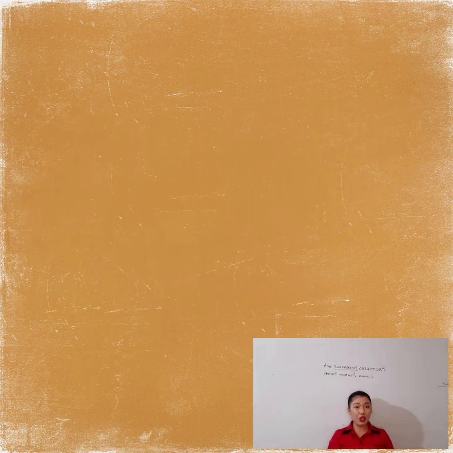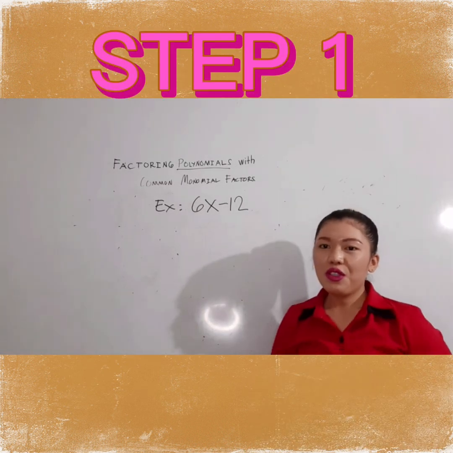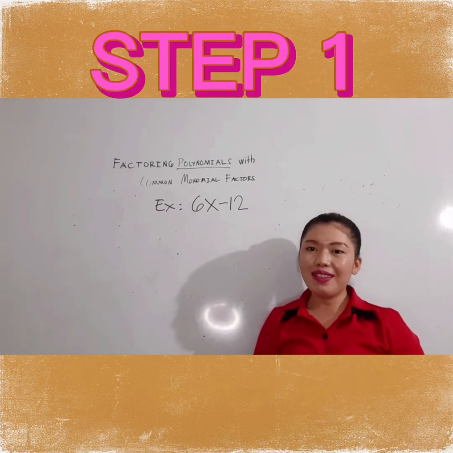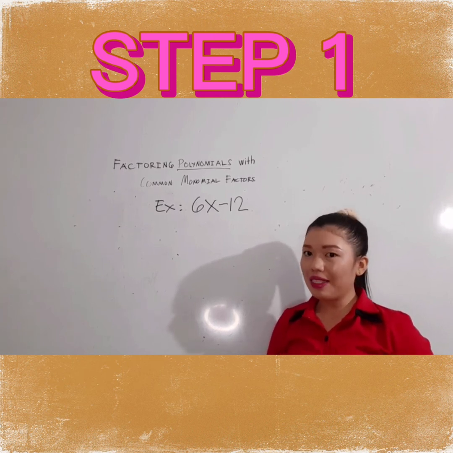I will teach you the three easiest ways on how to factor polynomials. Just remember the words: first, GCF. Second, divide. Third, combine. So for example, we have 6x minus 12. We will find the factors of 6x minus 12.